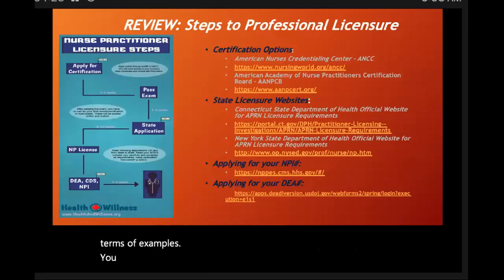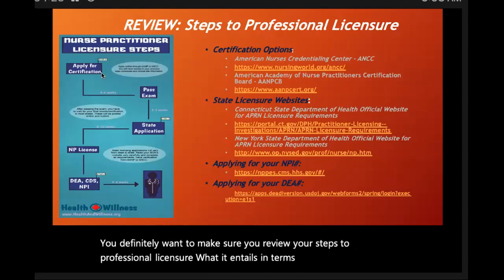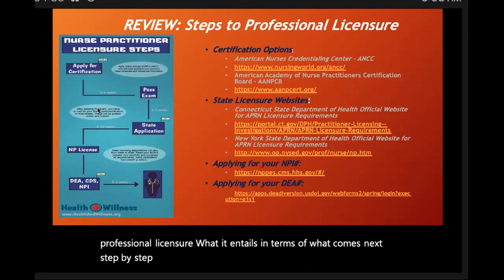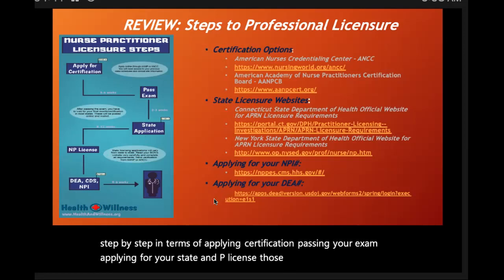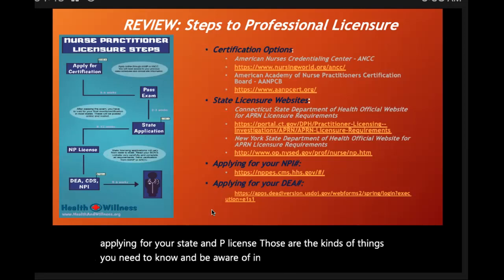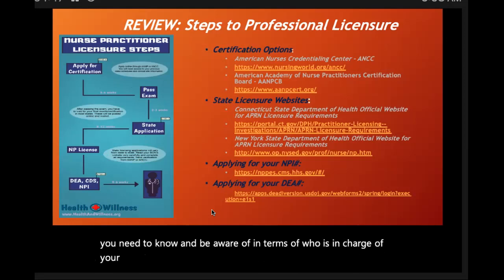You definitely want to make sure you review your steps to professional licensure, what it entails in terms of what comes next step by step in terms of applying for certification, passing your exam, applying for your state NP license. Those are the kinds of things you need to know and be aware of in terms of who is in charge of your licensure, which practice act, what is the purpose of the Nurse Practice Act. These are things you need to make sure you review.